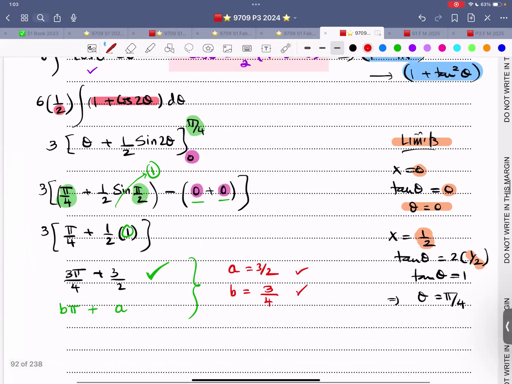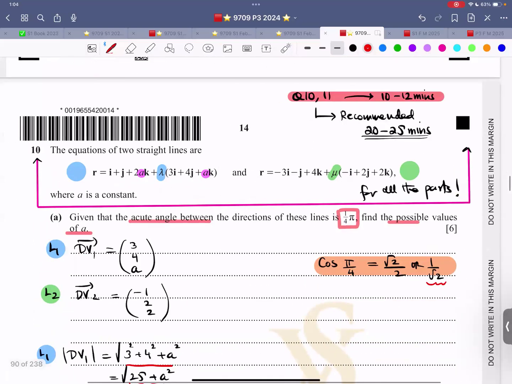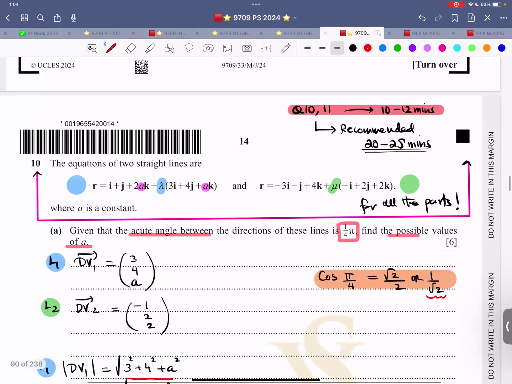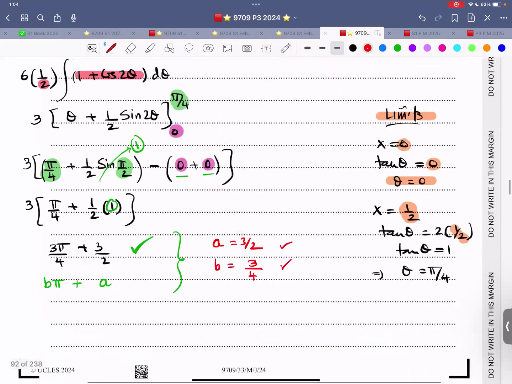Now this is question 11 and we started at... I forgot to write down the time. I think it took around 10-12 minutes. So now just an analysis at the end.